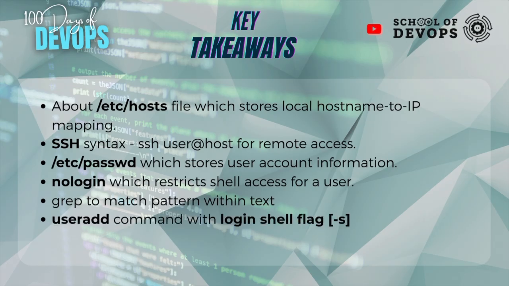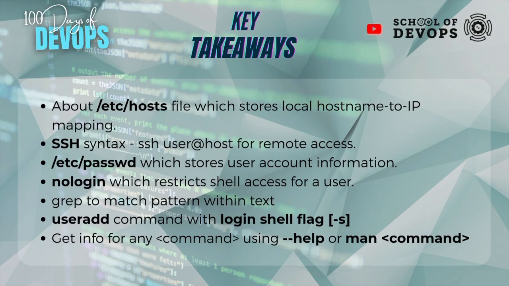Sixth is the useradd command, which we have used to add a user with the nologin shell via the -s flag. Last but not the least, the --help flag to get information about a particular command. You can also use the man command to get detailed documentation for that command. So you can try that out by yourself.